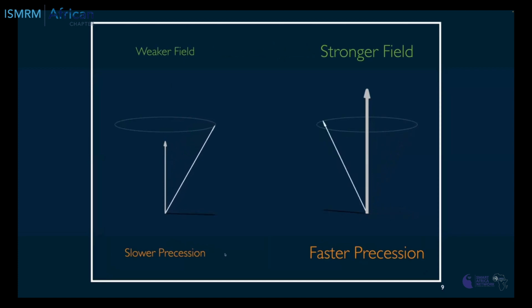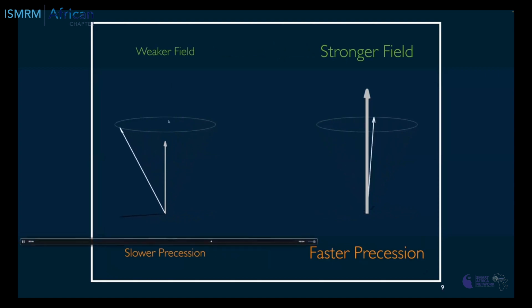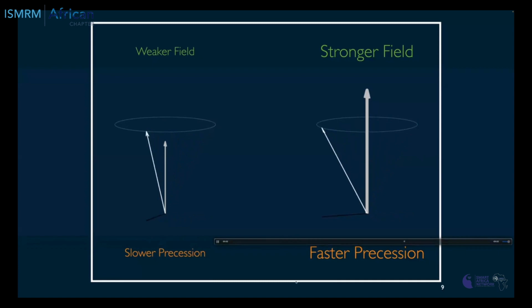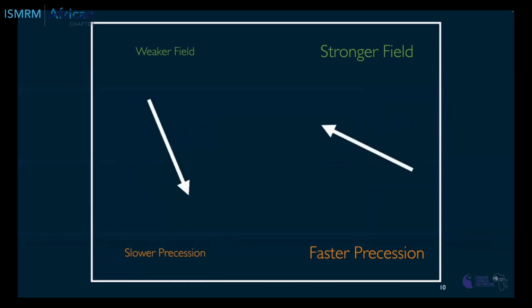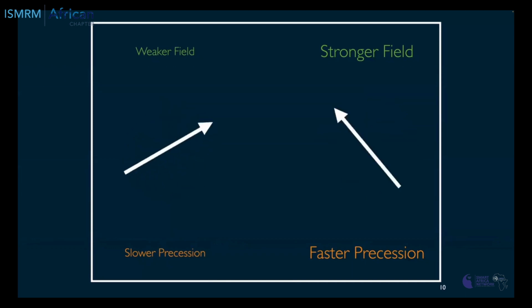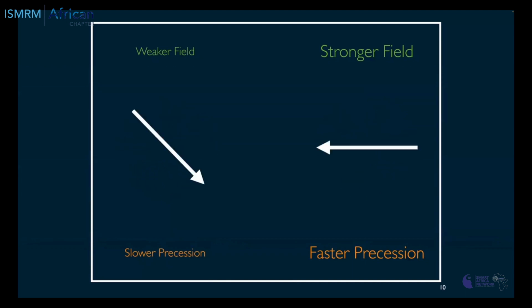Here's just a diagram of what that looks like. Again, the spins are typically always precessing around the main magnetic field, which in this diagram is up and down. And we can see in a stronger magnetic field on the right, the spins precess faster. They have a faster rate of rotation or resonant frequency. And in a weaker field, they will have slower precession, so they rotate a bit slower. If we're looking down now onto what we call the transverse plane, we can see that the stronger field precesses much faster than the weaker field does.